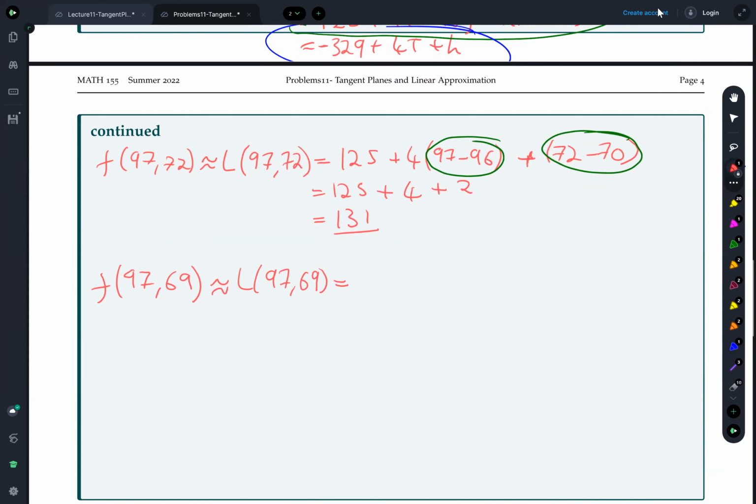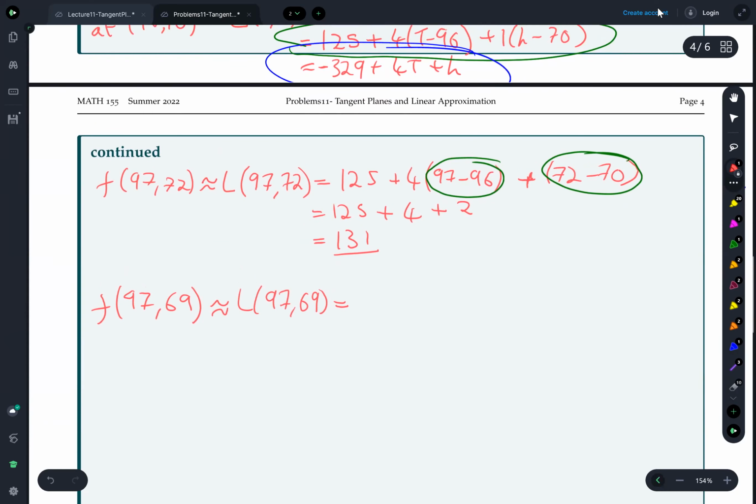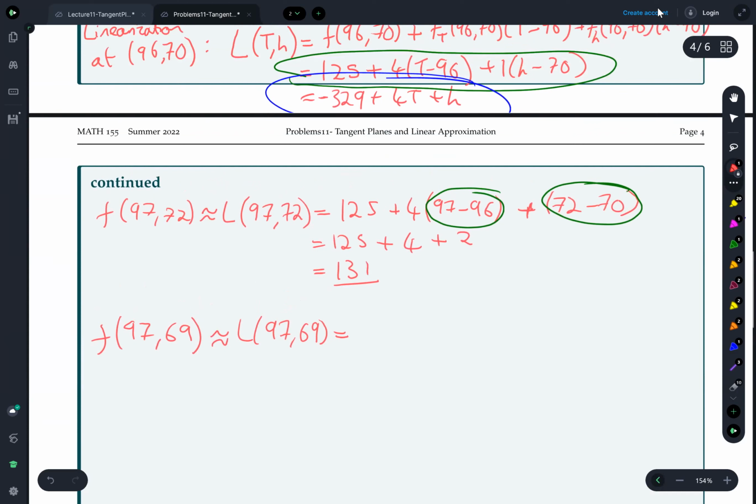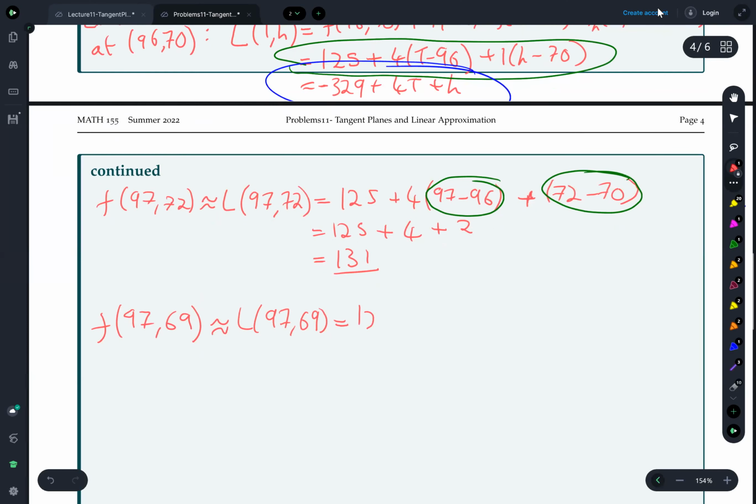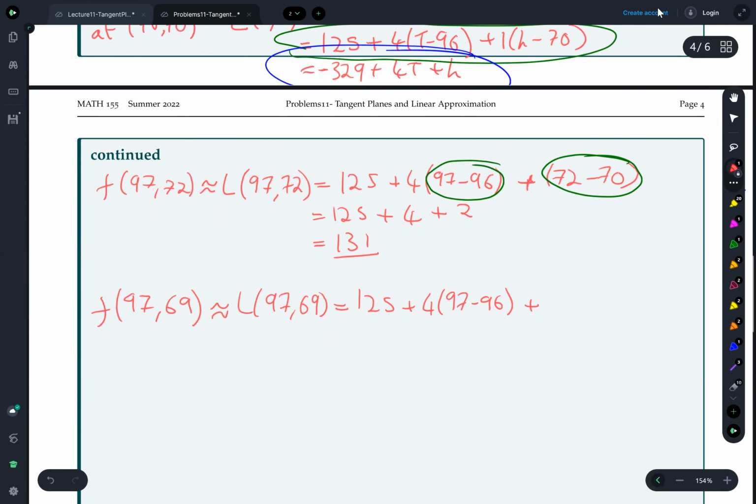Okay, so we've got our linearization at the point (96, 70), and we want to work out what our function value is approximately at (97, 69). So we substitute these values in. We have 125 plus 4 times the difference in the temperatures, so 97 minus 96, plus the difference in our humidity, so 69 minus 70.